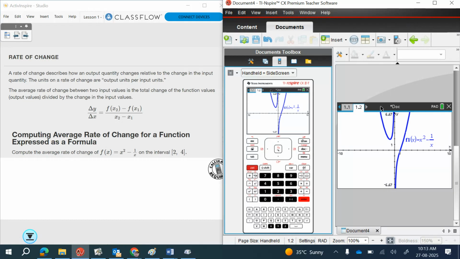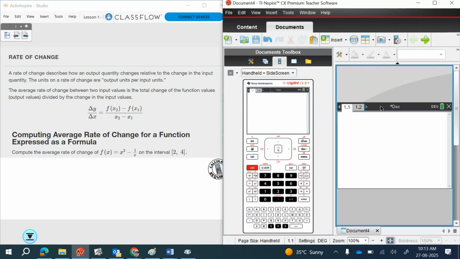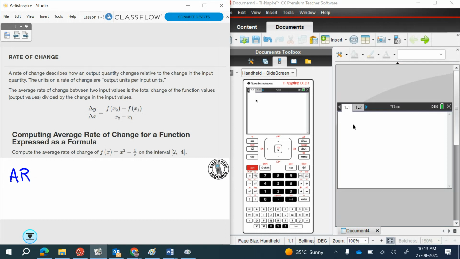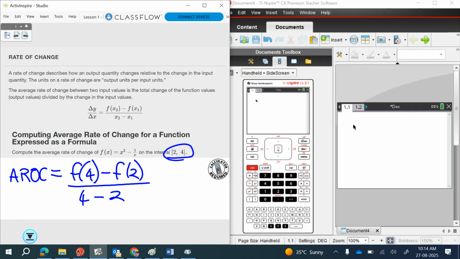Okay, so now the quickest way to move back to the previous page is to press Control left. And you'll change pages. It's quicker than using the touchpad here, using the keyboard. So what we need to do is use this formula to find the average rate of change. We need f of 4 minus f of 2 all over 4 minus 2, because we have the 4 and the 2 given here. We need to type this in.